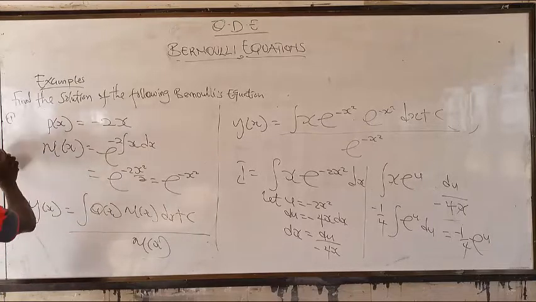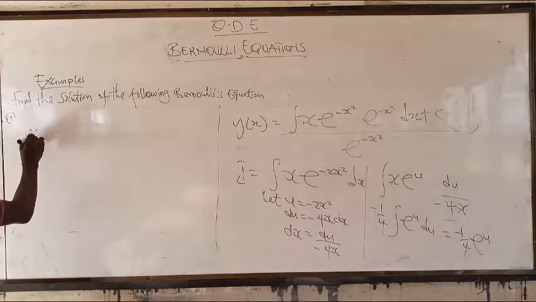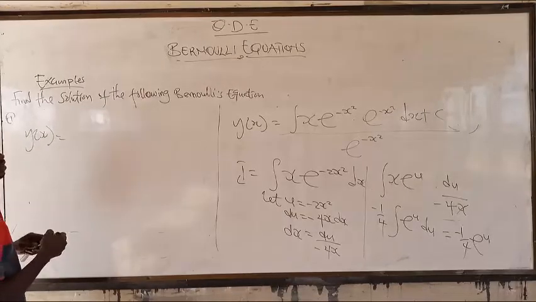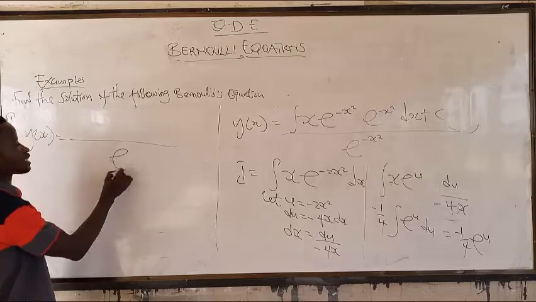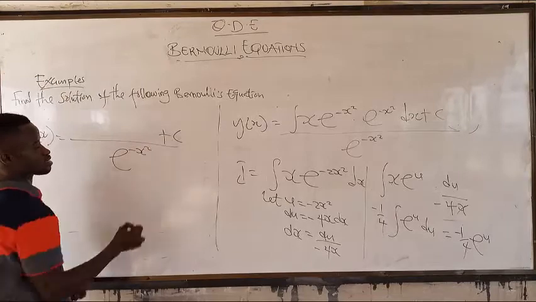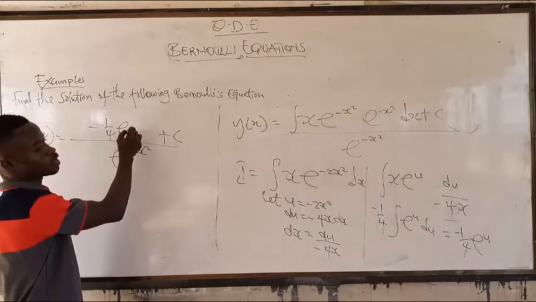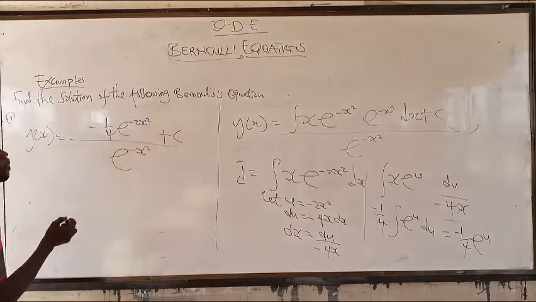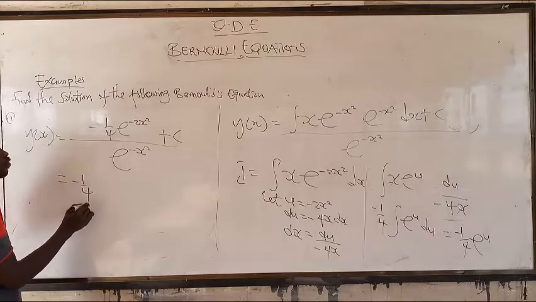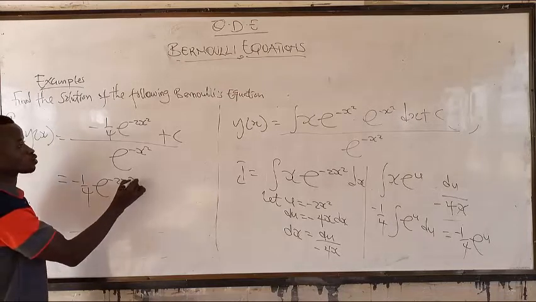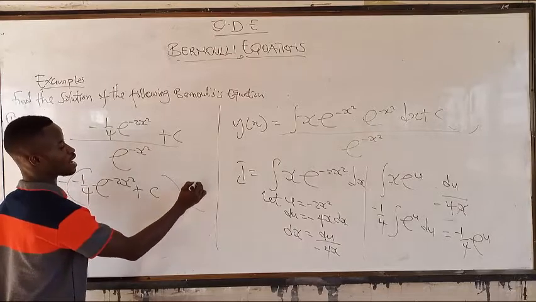So by substitution, the general equation is now going to be, we know that the integrating factor is e raised to the power negative s squared plus C is here. Then we bring the integration, which is negative 1 over 4 e raised to the power u, and the u is negative 2 s squared. Therefore, we are going to get negative 1 over 4 e raised to the power negative 2 s squared plus C. But we are saying that the integrating factor is dividing everything. So it will be multiplied by this.